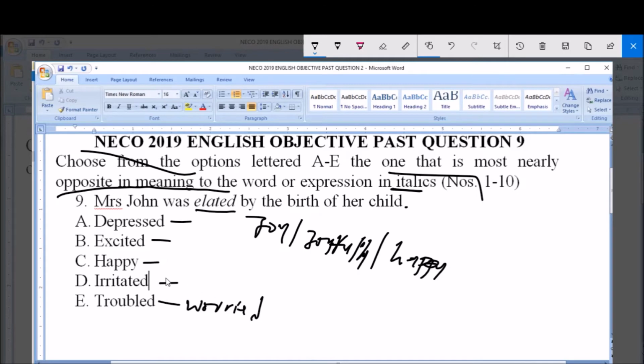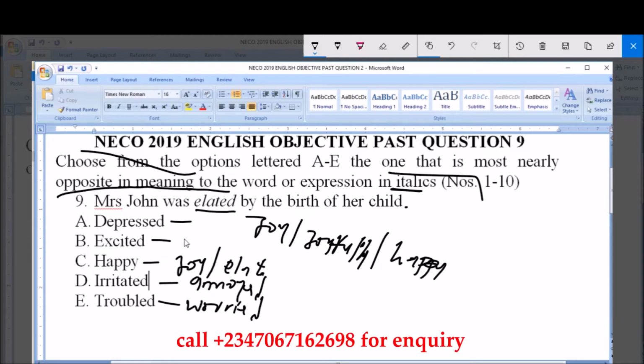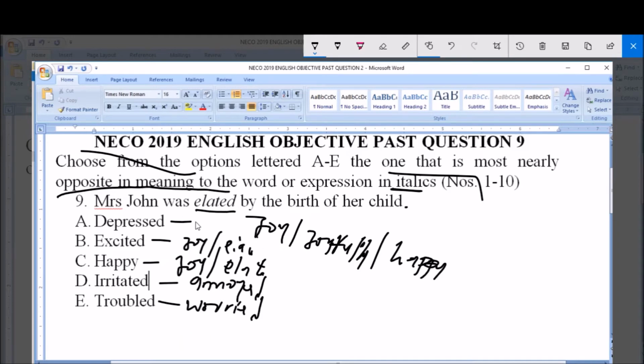worried. Then irritated simply means something that is annoyed. And when we talk of happy, it is the same as joy or to be elated. Then excited is the same as joy or elated. Then depressed means sad.